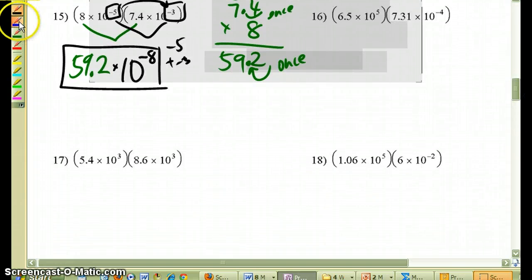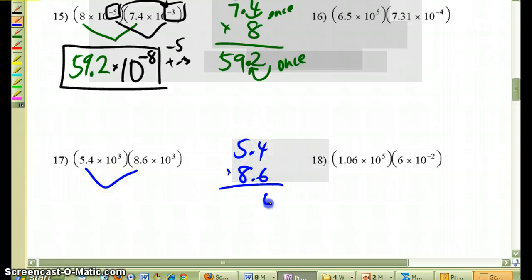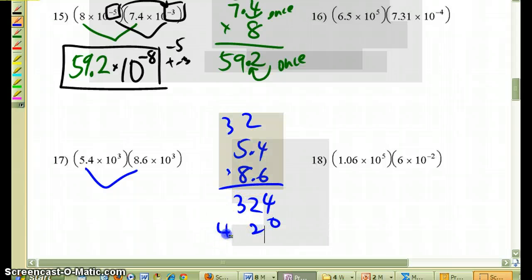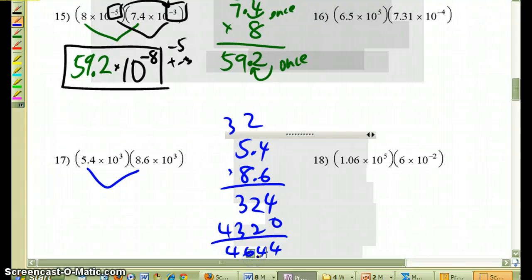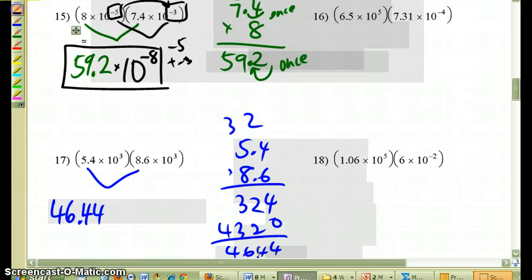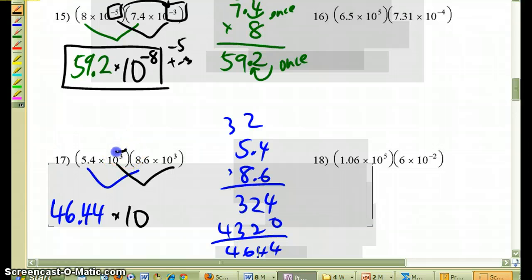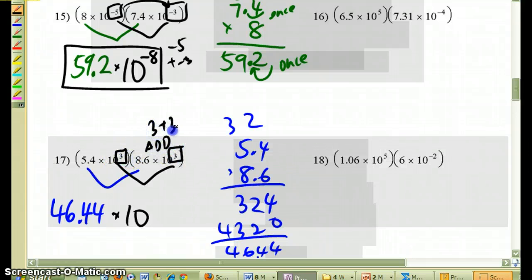Okay, number 17, multiply 5.4 times 8.6. Okay, I get 46.44. Then I'm going to multiply my powers of 10. The bases stay the same. Add the exponents, and I get 3 plus 3 is 6. So that's my exponent for this answer here in number 17.